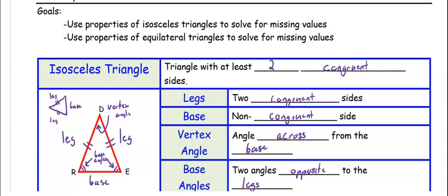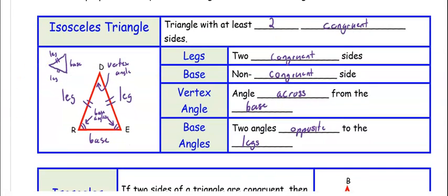This video is about using the properties of isosceles triangles to solve for missing variables and using properties of equilateral triangles to solve for missing values. So first we're going to look at the two triangles here, isosceles triangles and equilateral triangles.